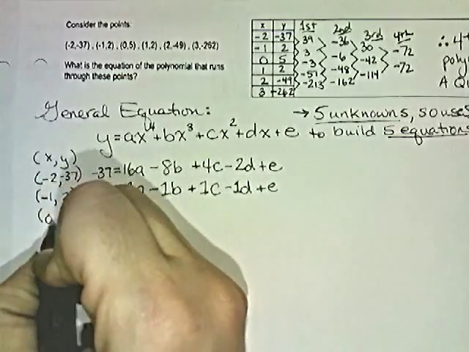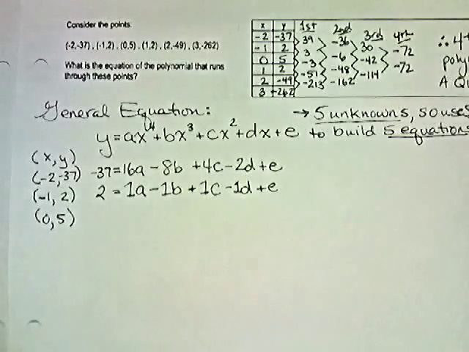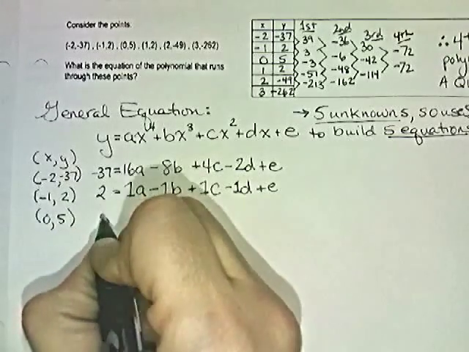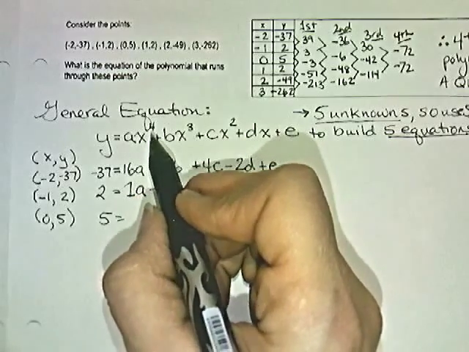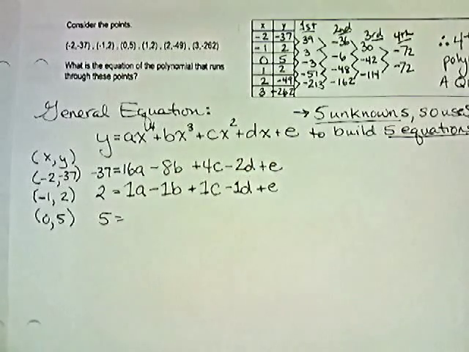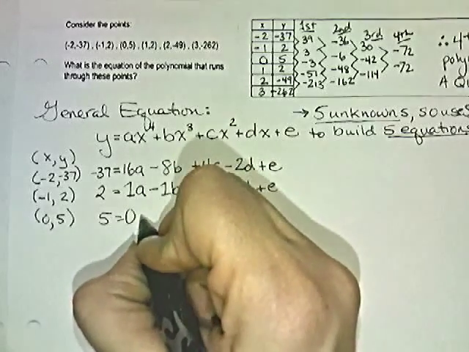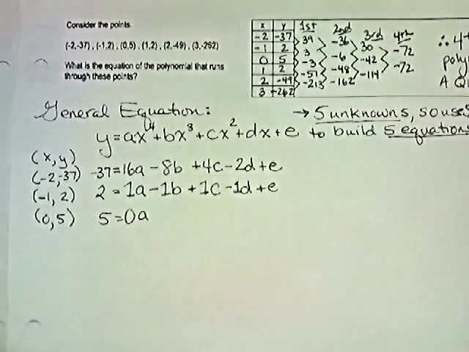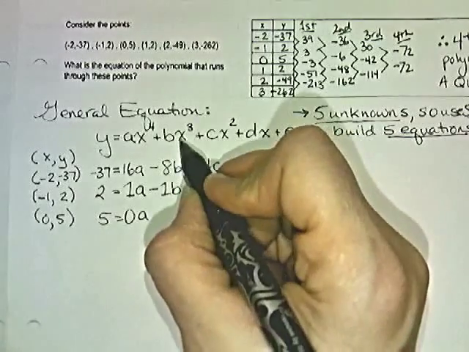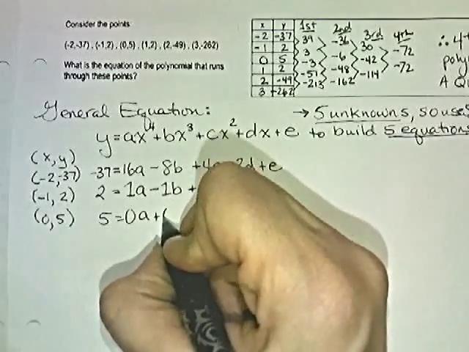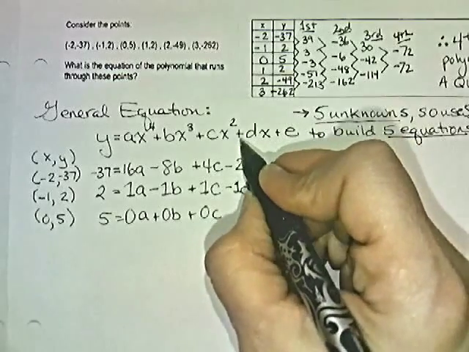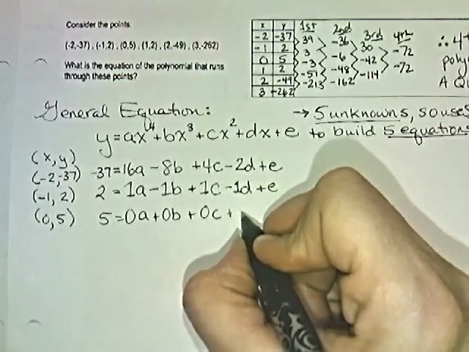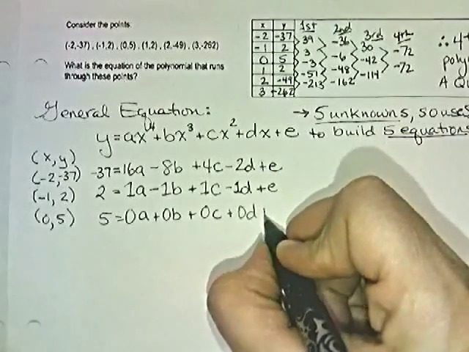Using the next point, 0 and 5, I will use my 5 for my Y. And 0 to the exponent 4 is 0, so I would have 0 A's. Normally I wouldn't write them, but I'm going to ask you to keep it there as a placeholder. You'll see why later. It just makes a future step a little bit easier. I would then have 0 cubed B's, so adding 0 B's. 0 squared, I'd be adding 0 C's. 0 times my D, I would be adding 0 D's. And I'd have this E.